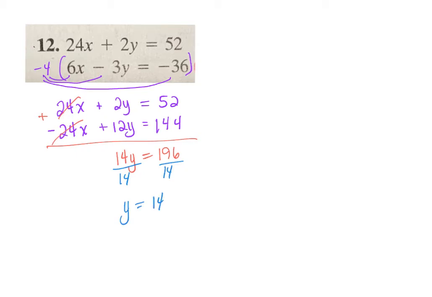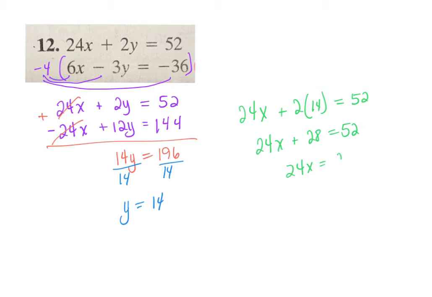And then I can take that and plug that into either of those equations. So if I just go back to my top equation, I have 24x plus 2 times 14 equals 52. 24x plus 28 equals 52. Subtract 28. 24x equals 24. So divide both sides by 24. x equals 1. And that would be my answer there, 114.